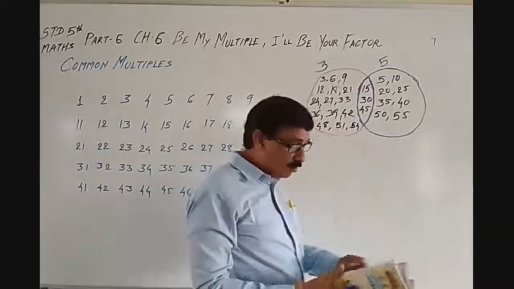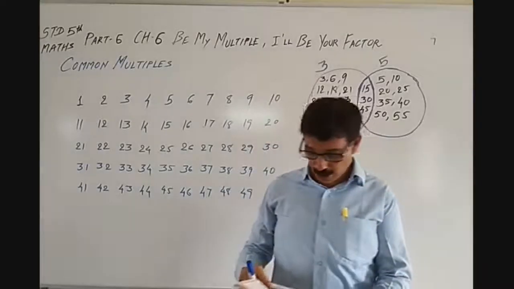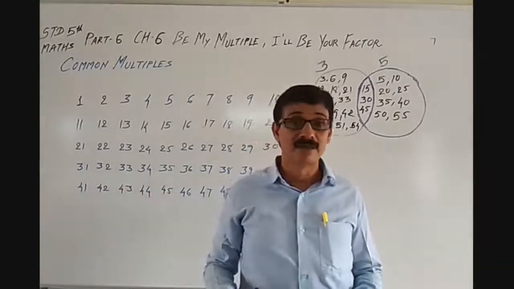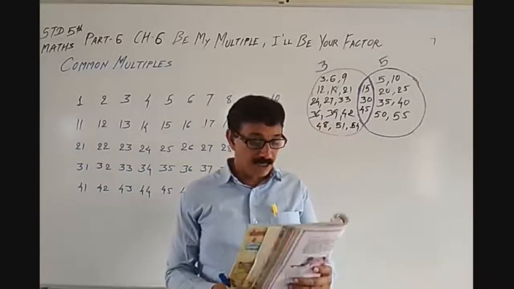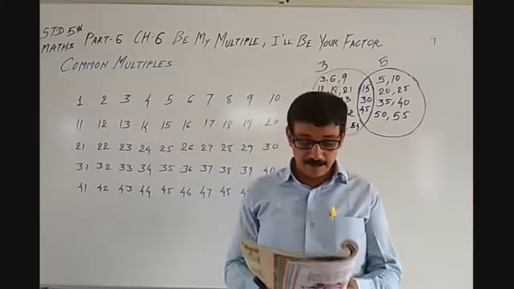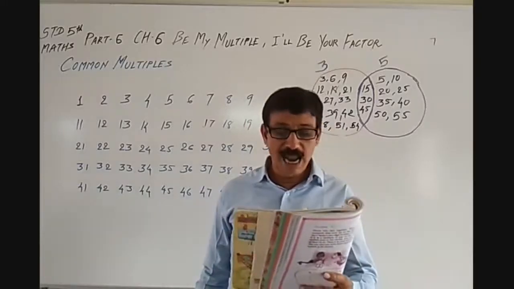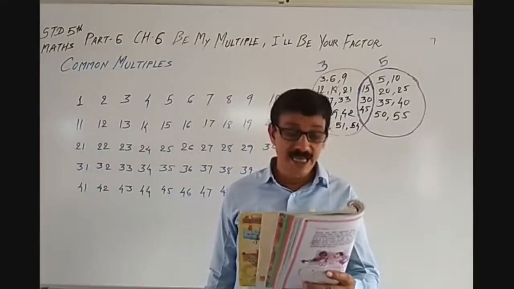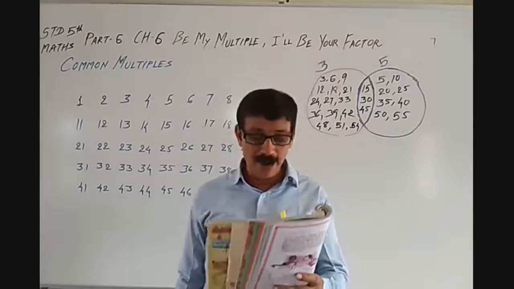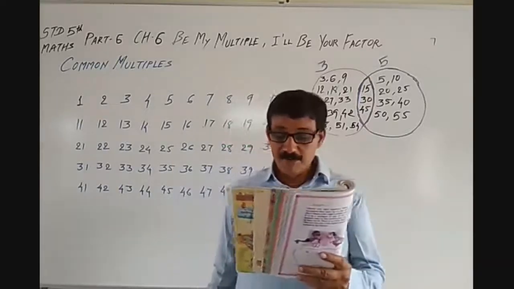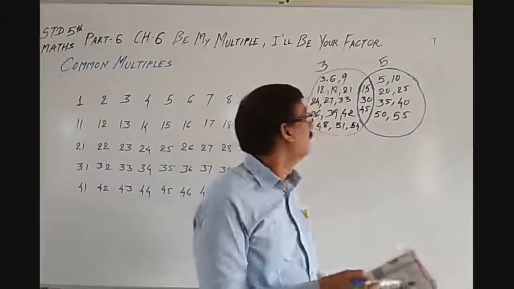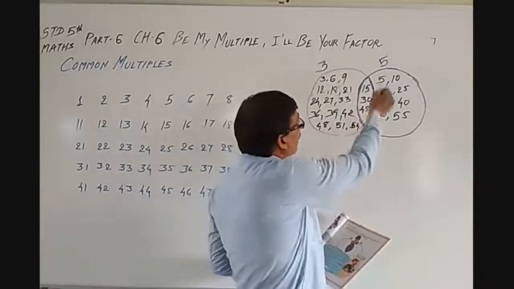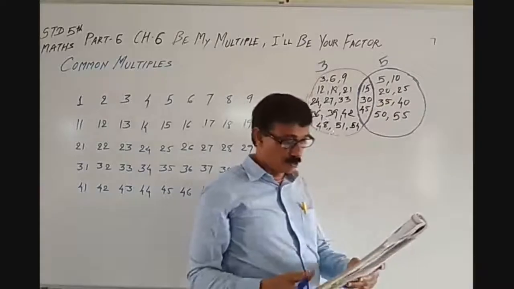Now look into your textbook on page number 91. Open your page number 91. Think, if you write the multiples common to 3 and 5 in the purple part, will they still be in both the red and blue circles? Yes, they are in both the red and blue circles.